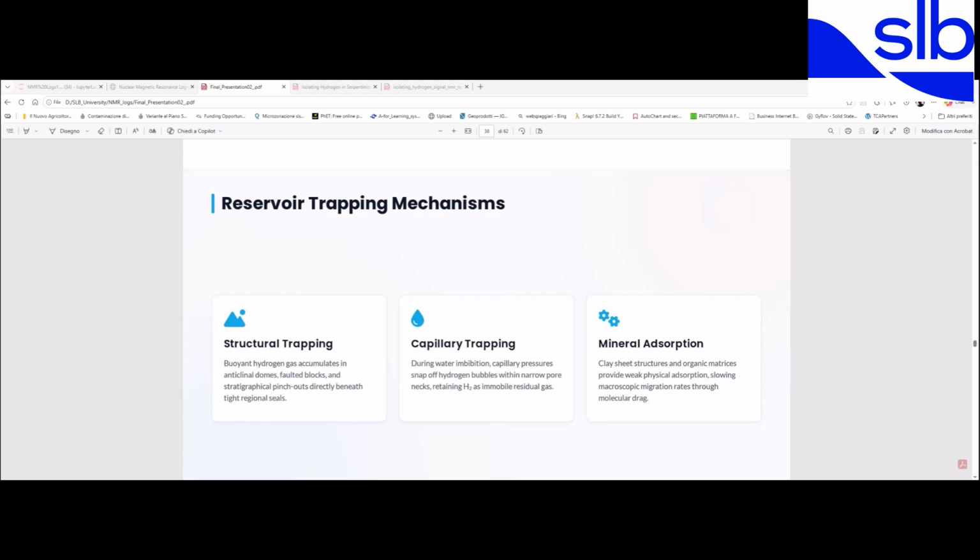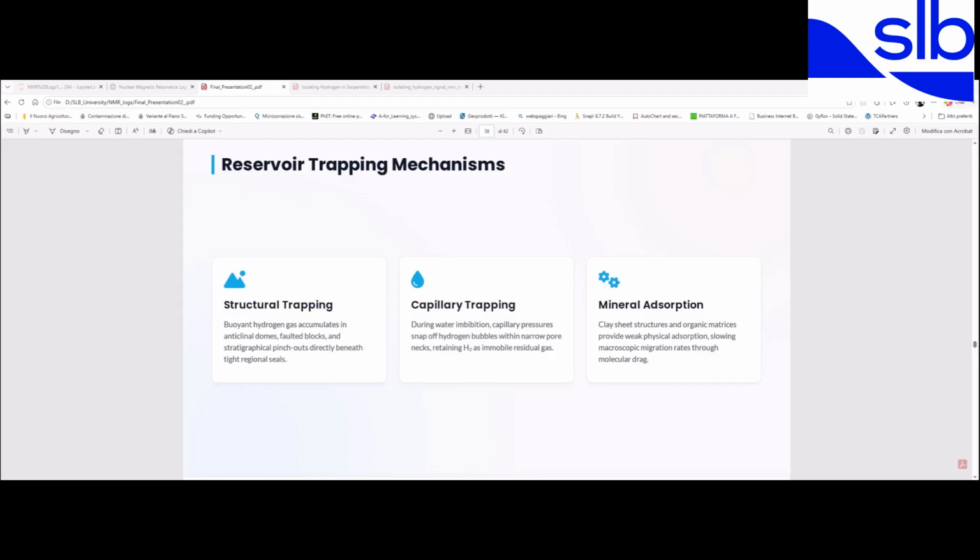What are the reservoir trapping mechanisms? In general, we can have structural trapping, capillary trapping, and mineral absorption. Structural trapping: buoyant hydrogen gas accumulates in anticlinal domes, fault blocks, and stratigraphic pinch-outs. These are the principal structural traps, directly beneath tight regional seals. Capillary trapping: during water imbibition, capillary pressure snaps off hydrogen bubbles within narrow pore necks, which retains the hydrogen as immobilized residual gas. Mineral absorption: the clay sheet structure and organic matrix provide weak physical absorption, slowing macroscopic migration rates through molecular drag.